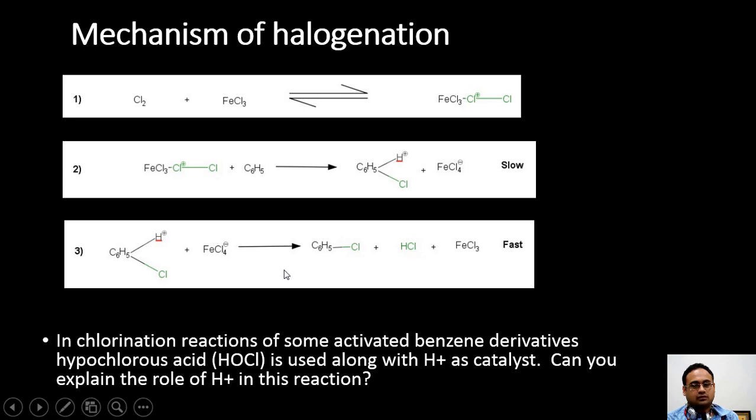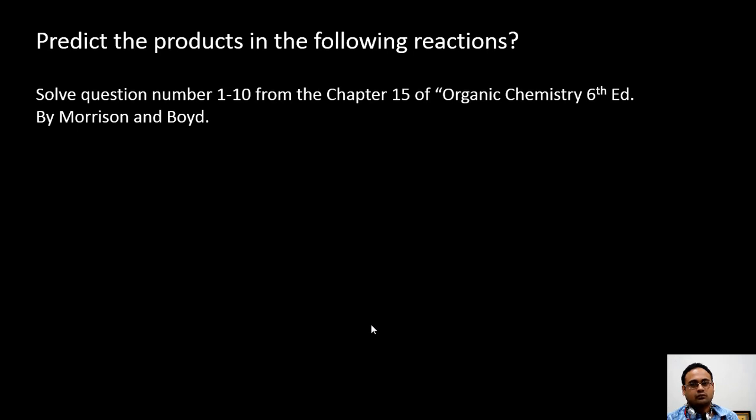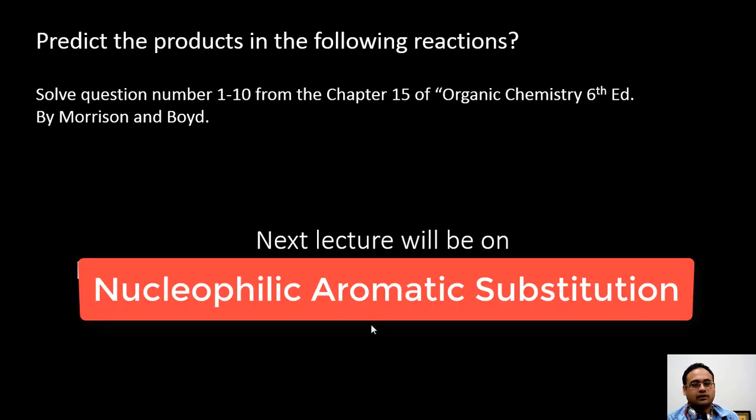a fast step. Now, would you like to answer this question: in chlorination reactions of some activated benzene derivatives, hypochlorous acid is used along with HCl as a catalyst. Can you explain the role of H plus in this? So here are some of the questions that you may want to solve from the Morrison and Boyd textbook, from chapter 15 of the 6th edition. Questions 1 to 10, which are given at the end of the chapter, will help you revise more about electrophilic aromatic substitution.